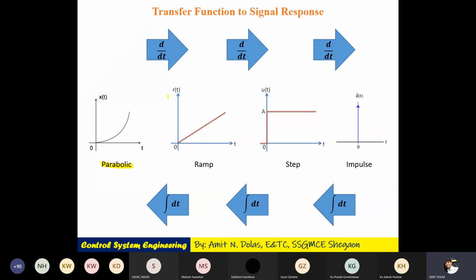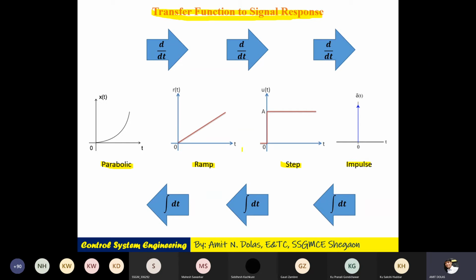Yes, sir, it's visible. This PPT is of transfer function to signal response. Is it the same on your device? Yes, sir. So you can see there are certain signals: that is parabolic, another is ramp, another is step, and another is impulse.